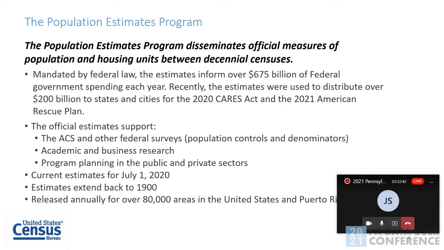Our estimates support the American Community Survey and other federal surveys. They're used as controls and denominators. For example, the National Center for Health Statistics uses our population in rates for fertility, mortality, and so on. As you know, academics and businesses use our data for a number of purposes, and our numbers are used in the public and private sectors for planning and so forth. Our most current estimates are for July 1, 2020. Our estimates, which we have disseminated on our web pages, extend back to 1900. We release annually estimates for over 80,000 areas in the United States and Puerto Rico.